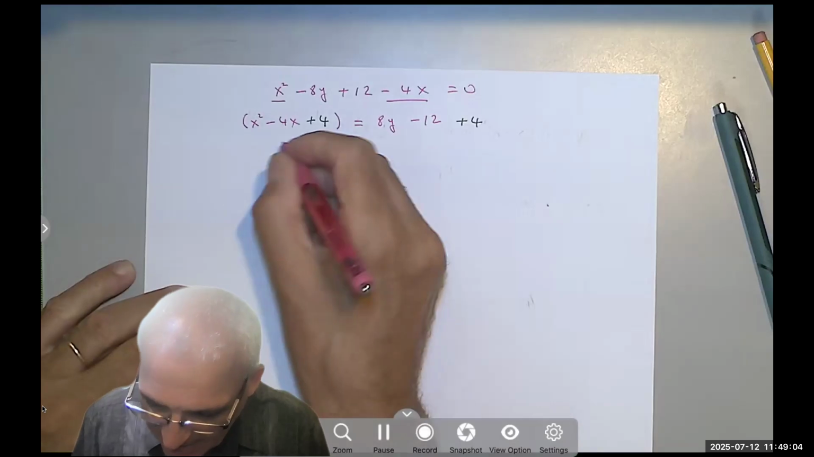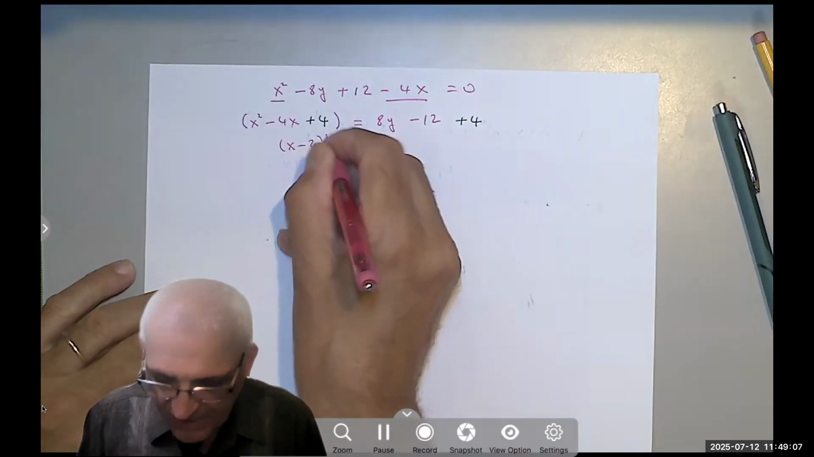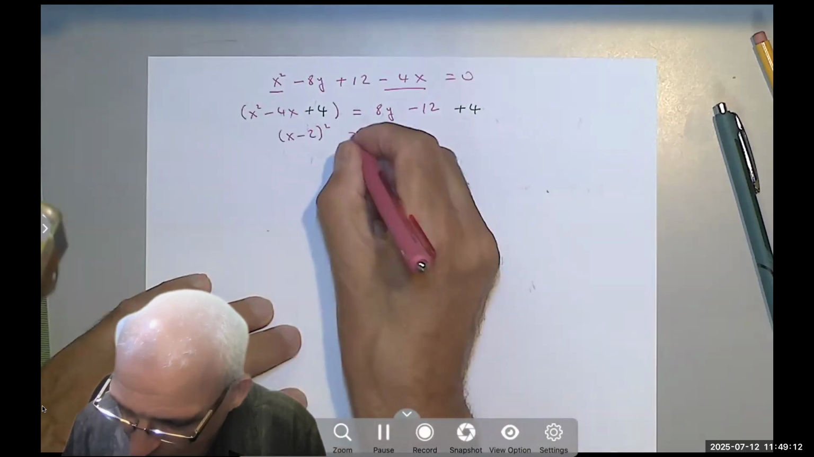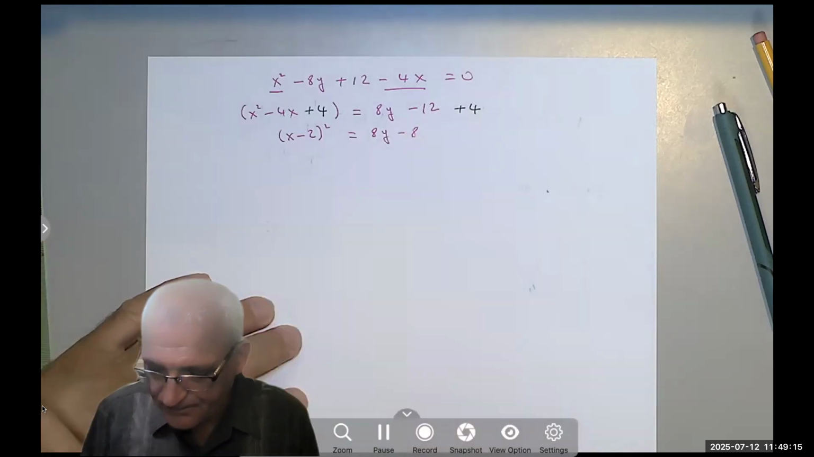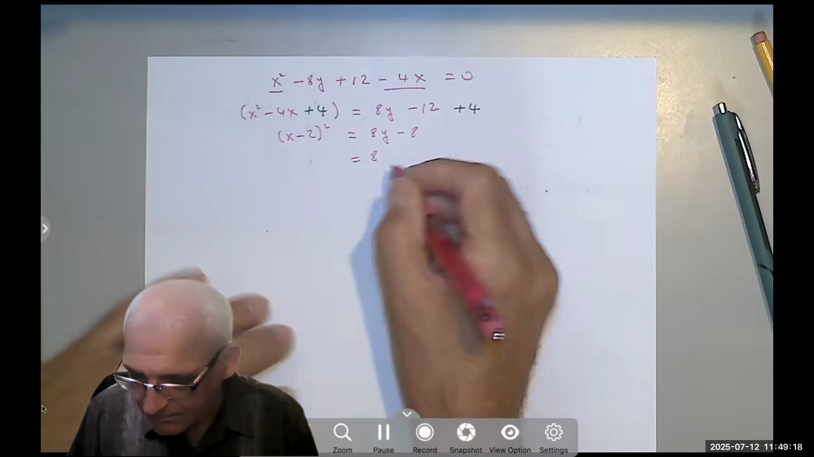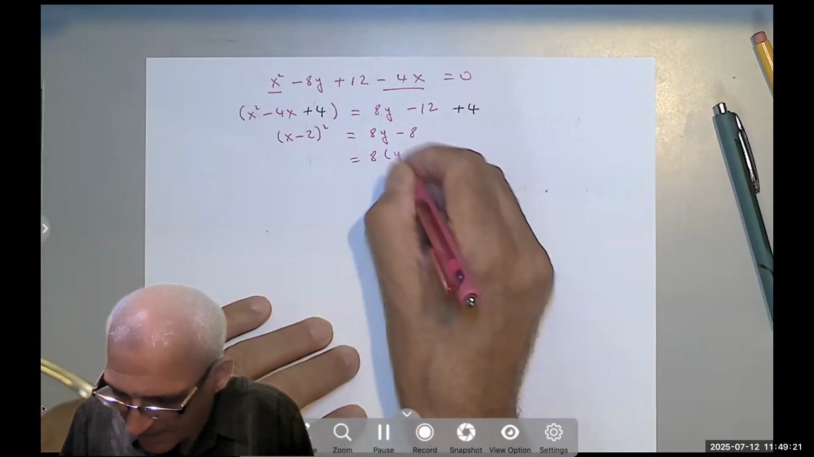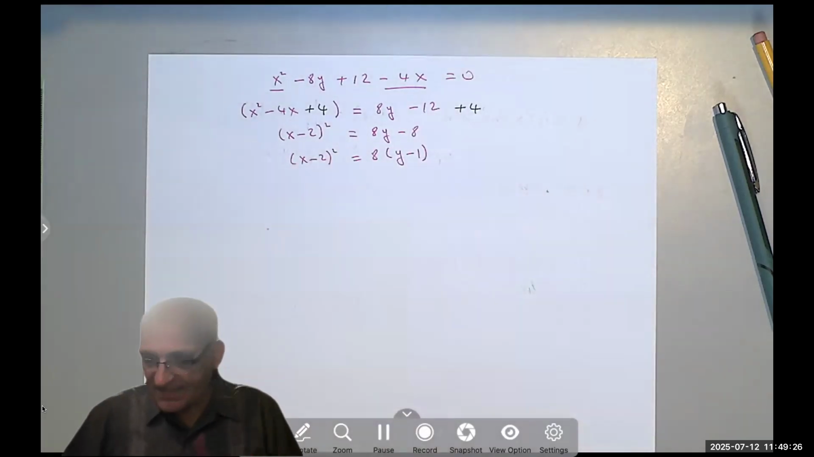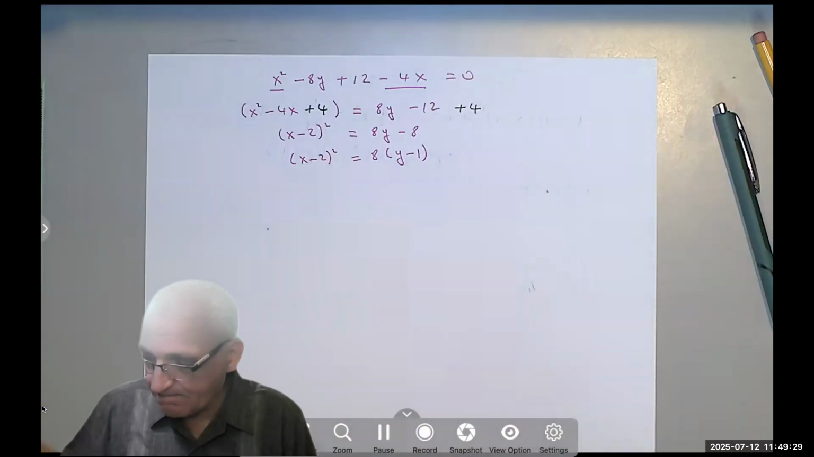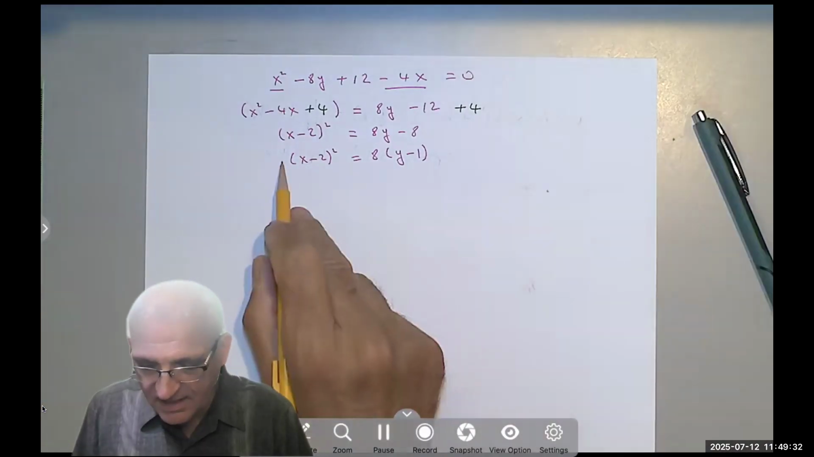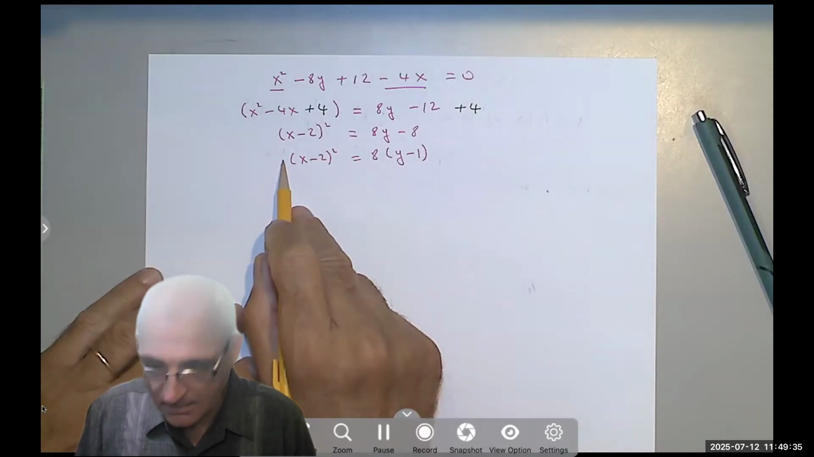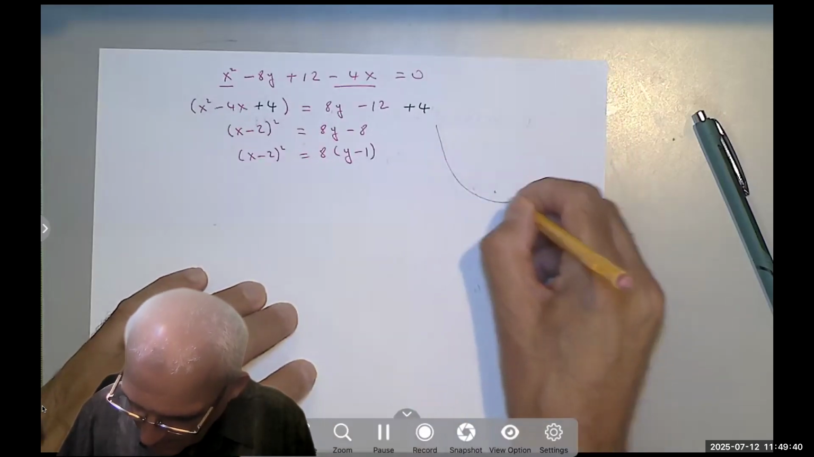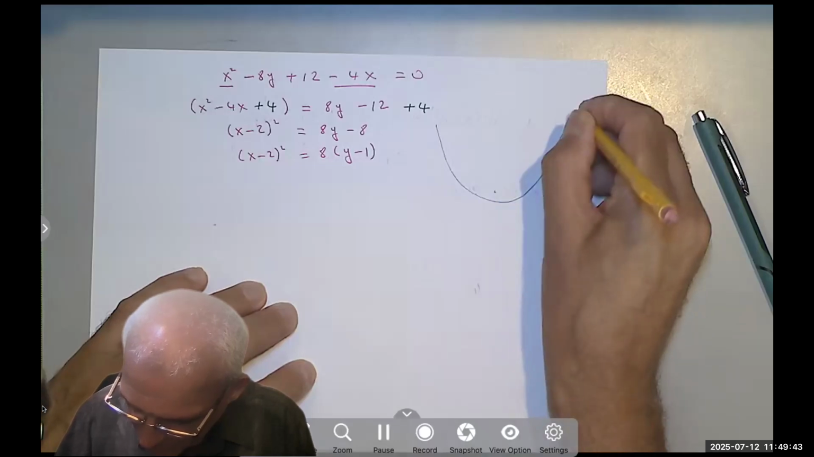The left-hand side becomes (x minus 2) squared. When we divide this by 2, you got negative 2, so you know this is (x minus 2) squared equals 8y minus 8. I can factor the 8 out, and that would be (y minus 1). And you can see now the following. First of all, the axis of symmetry is the y. And here it's a positive number, so it's opening up. Okay, the parabola is opening up.